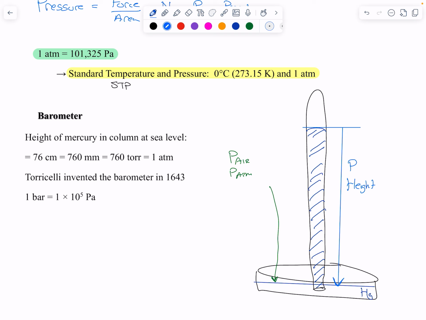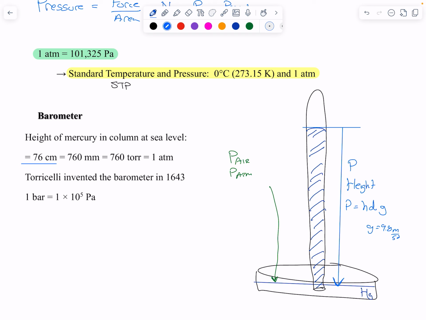So the mass of this mercury, the pressure of the height would be equal to the height, the density of mercury, and then gravity, all right? G is, of course, 9.8 meters per second squared. The height is how high it is, and D is the density. The density of mercury is like 13.6 grams per cubic centimeter. So there's a lot there. And so that happens to be 76 centimeters, 760 millimeters, 760 torr, 1 atmosphere, right?